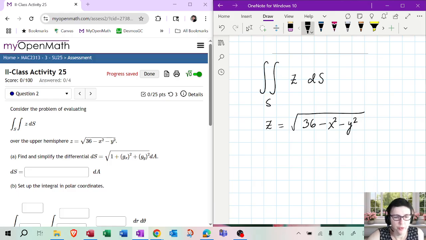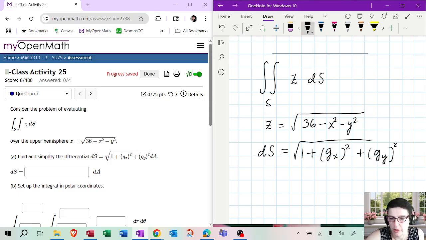Okay, so what we're doing first is computing what's called the differential over the surface, so dS, and the formula for that is the square root of 1 plus g_x squared. Now, when I say g_x, this means the partial derivative of a function g of x and y, and then we square that, plus the partial derivative with respect to y, and we square that. Now, what is the function g? Well, we are assuming that our surface is represented as z equals g of x, y. So this is g of x, y right here. That's the square root.